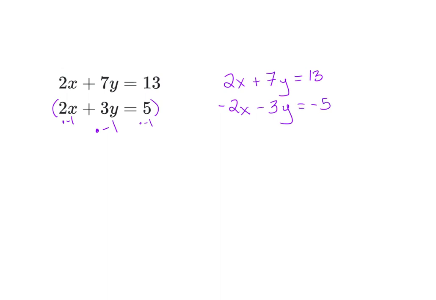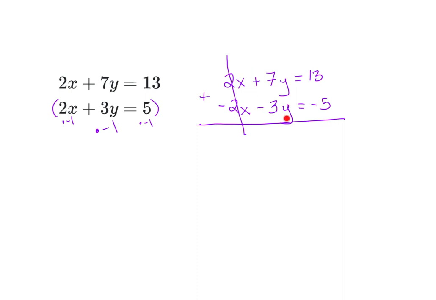Now, we do have opposites. So we have positive 2 and negative 2 on our x's, which means we can add these together and they will cancel each other out. They will eliminate each other. So 2 and negative 2 added together make 0.